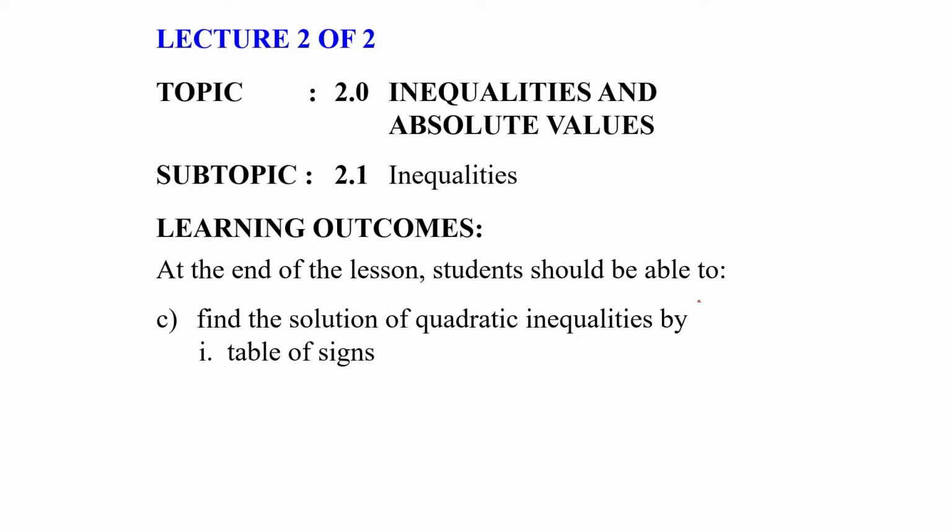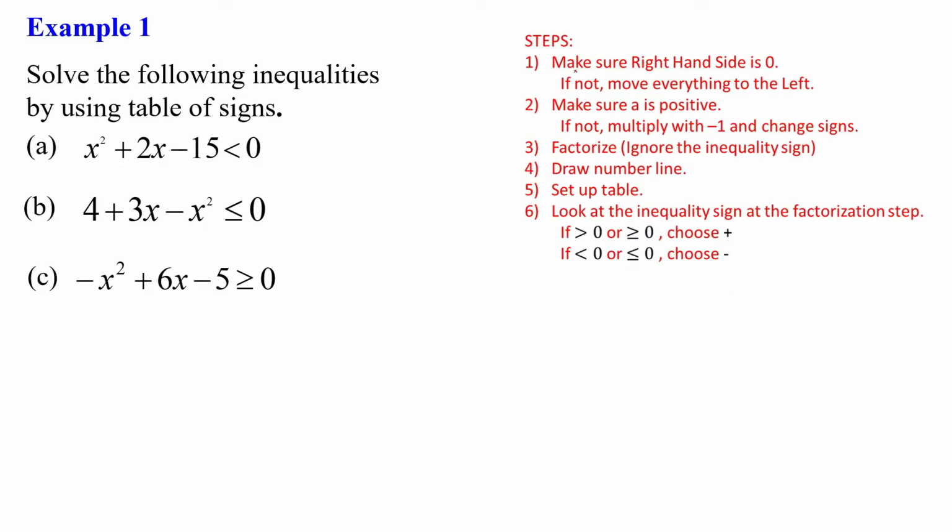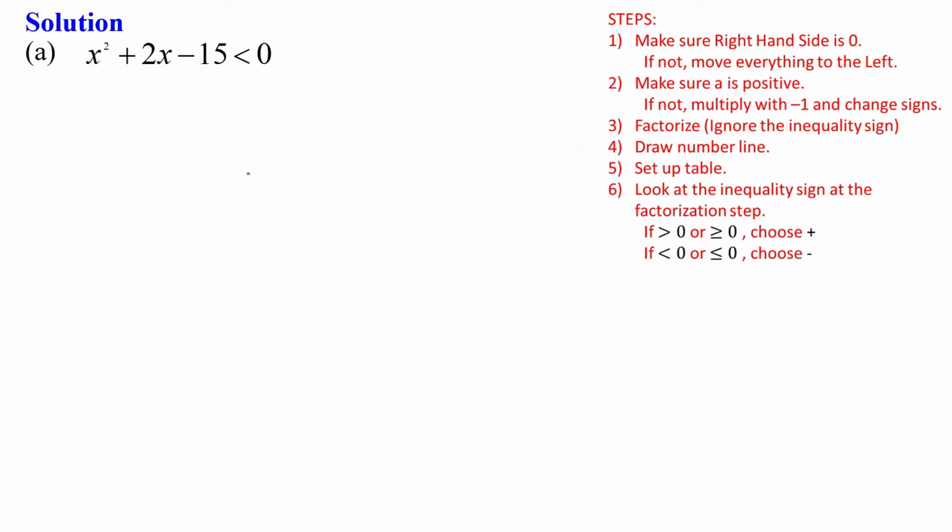Now let's learn how to solve quadratic inequalities by using the table of signs. Example 1. These are the steps that I will follow to solve these three inequalities. x squared plus 2x minus 15 less than 0.